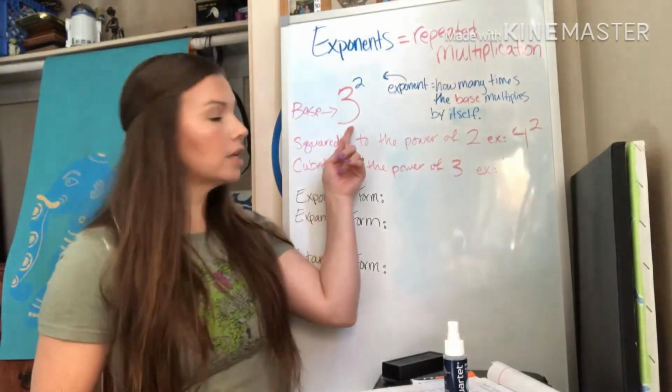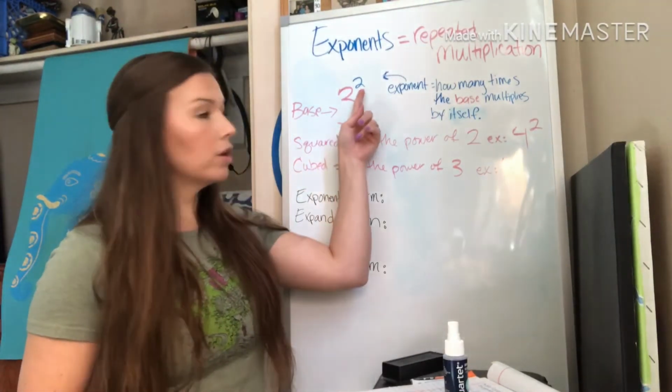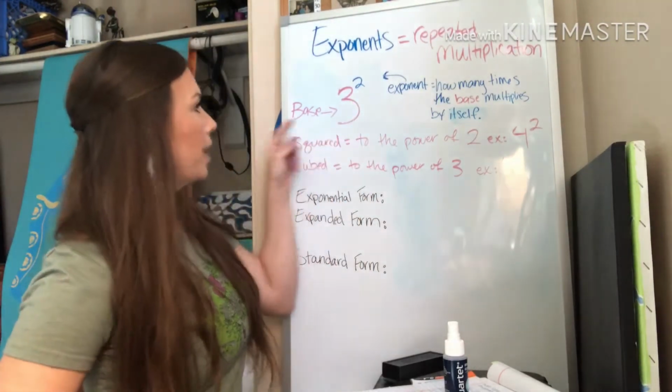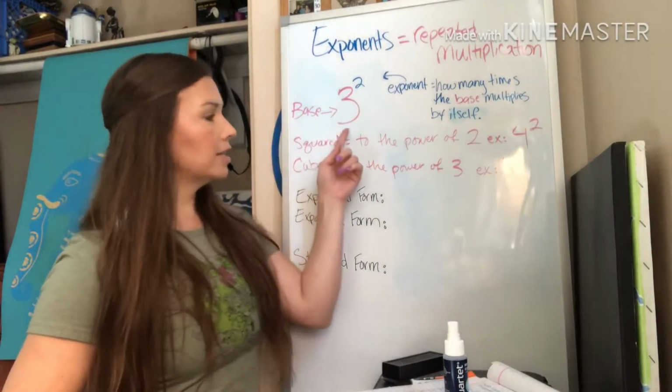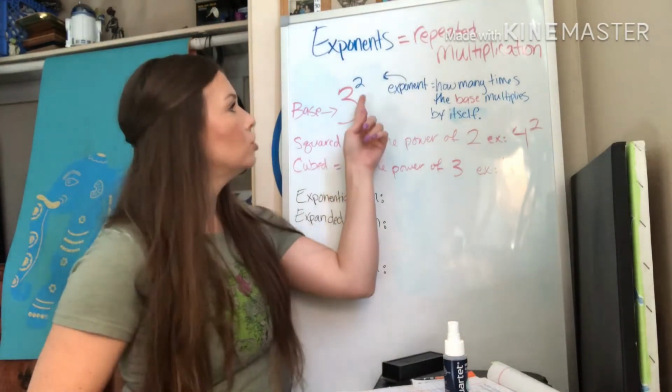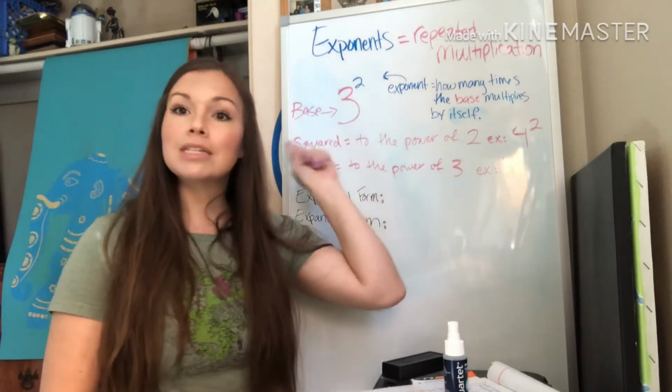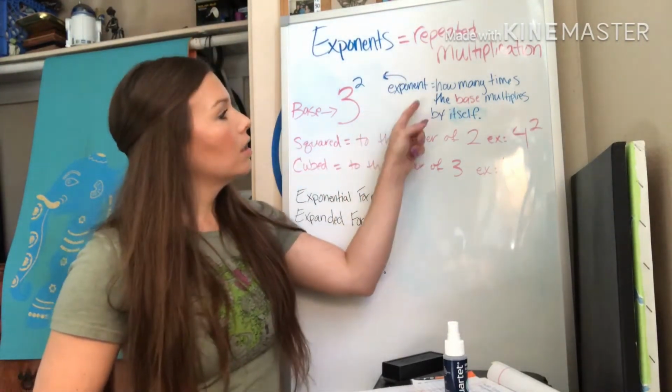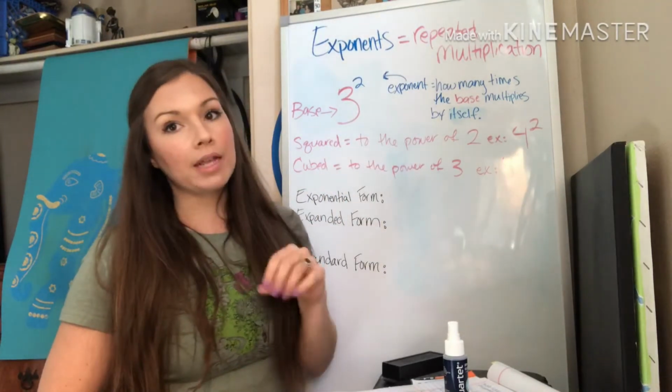So up here I wrote 3 to the power of 2. Okay, so 3 is our base. That's the number that's being multiplied. 2 is our exponent. The exponent tells us how many times the base is going to multiply by itself.